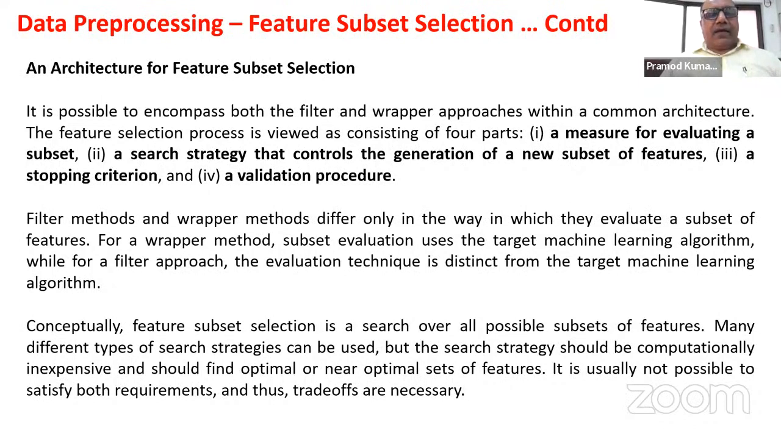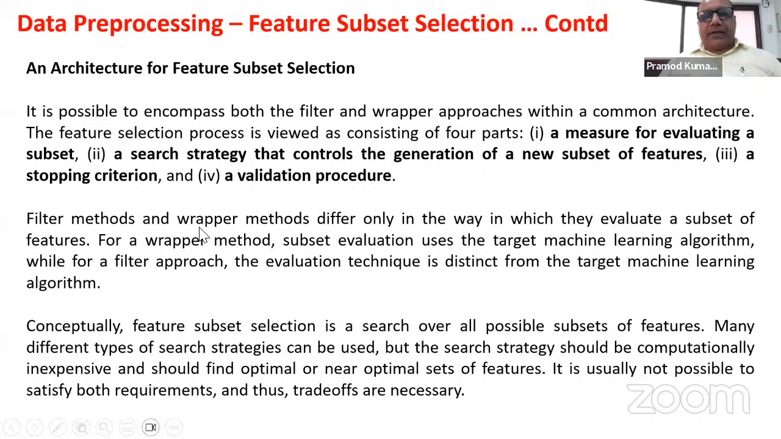And then at the last, we have a validation procedure. Whatever subset we have found, there must be some way that will tell us that yes, this subset is the better one. So these four are the must-haves in the architecture.